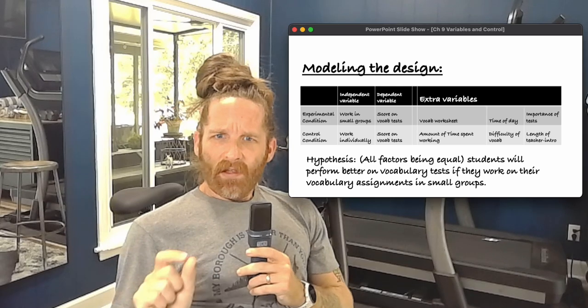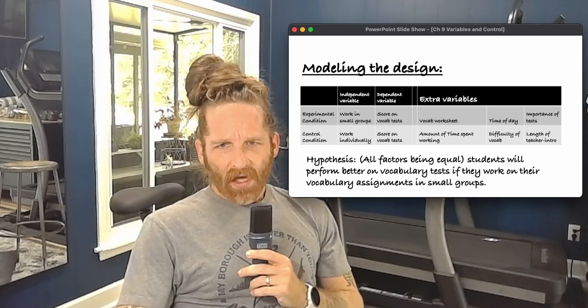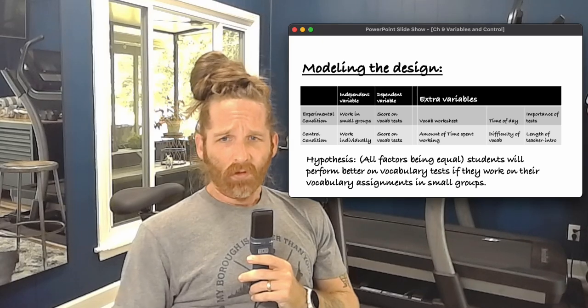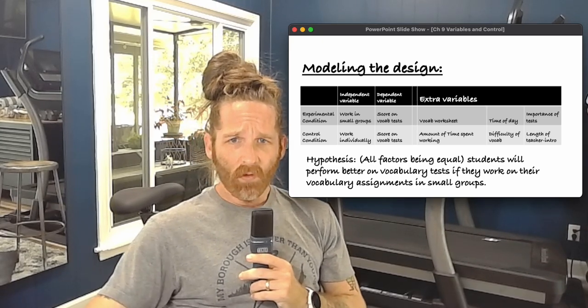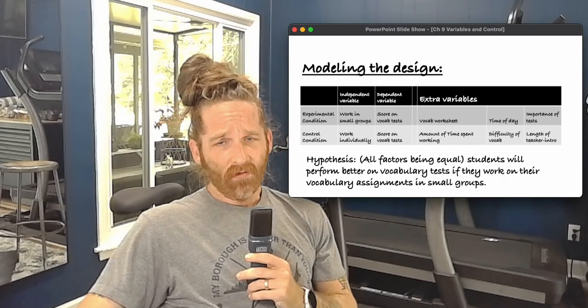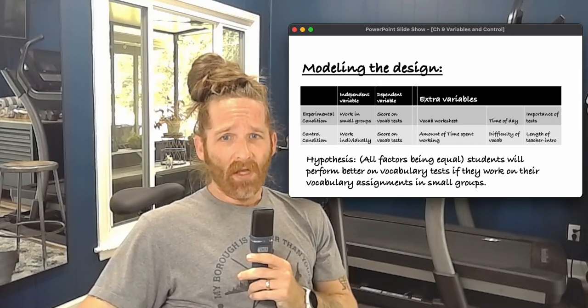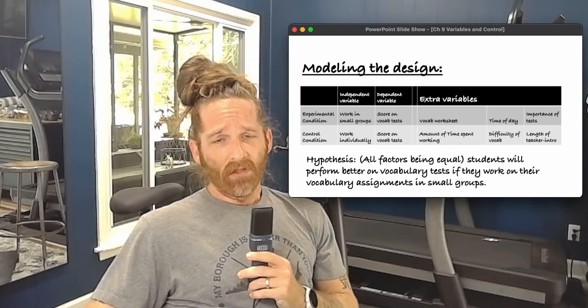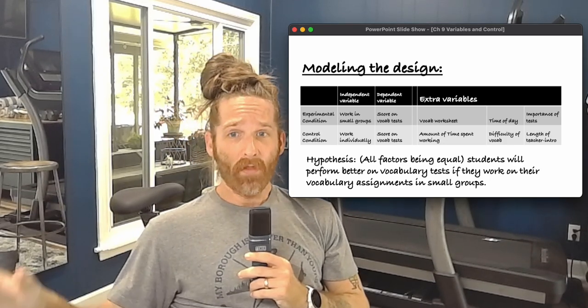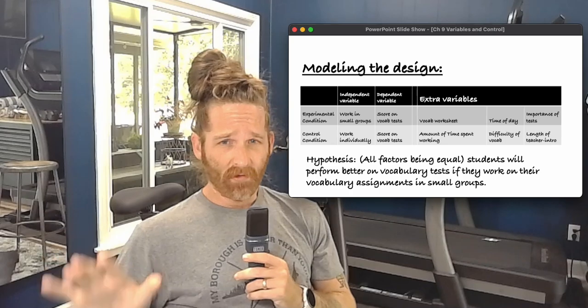So in this example, the hypothesis you might be testing is that if all things are equal, so if we're controlling as many variables as possible, students will perform better on vocab tests if they work on their assignments in small groups. So then we have the control condition and the result, and the experimental condition and the results, and we compare those two results and hope that we've controlled as many variables as possible.